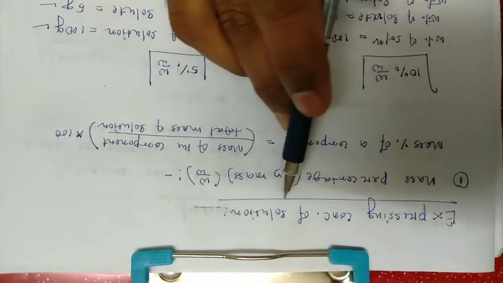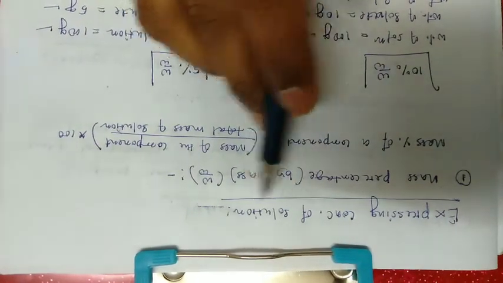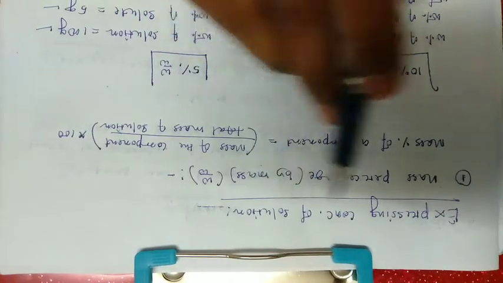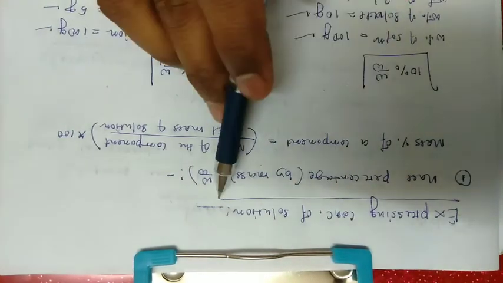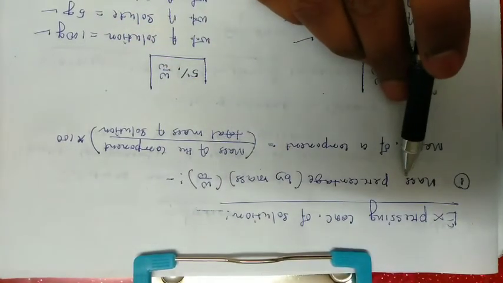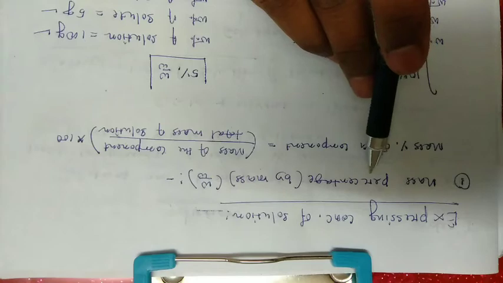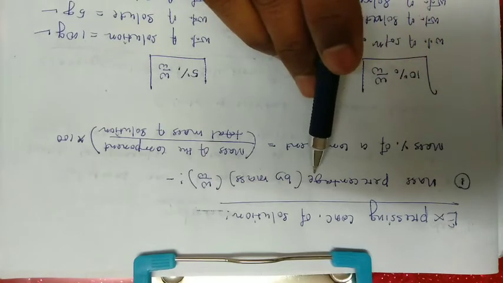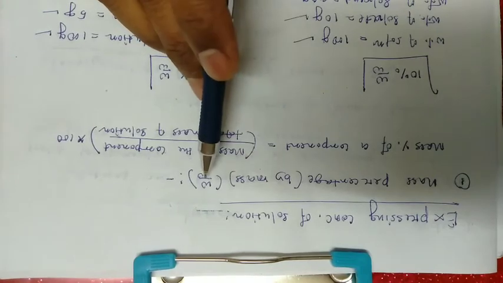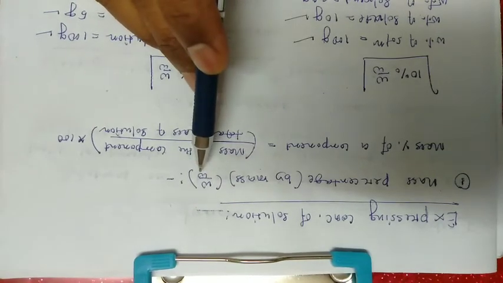So my dear student, my second video is related to the concentration unit. So the topic is expressing concentration of solution. The first concentration unit to measure the concentration of a solution is mass percentage, also known as by mass of solution and denoted by the symbol W by W.